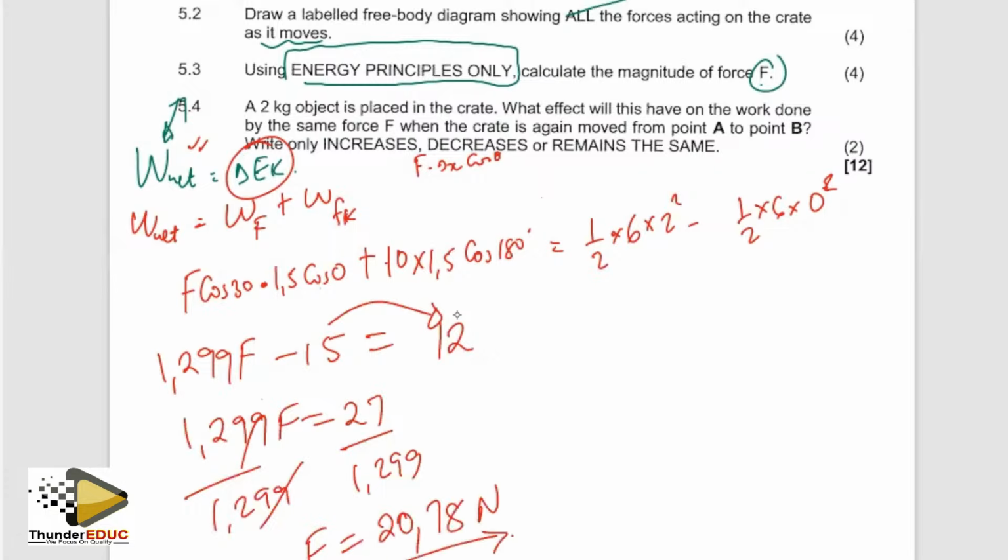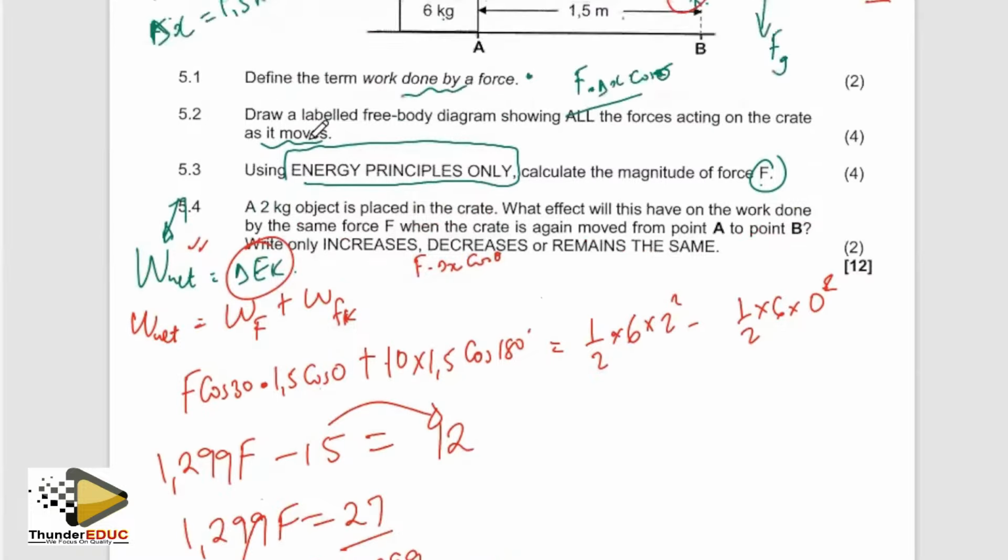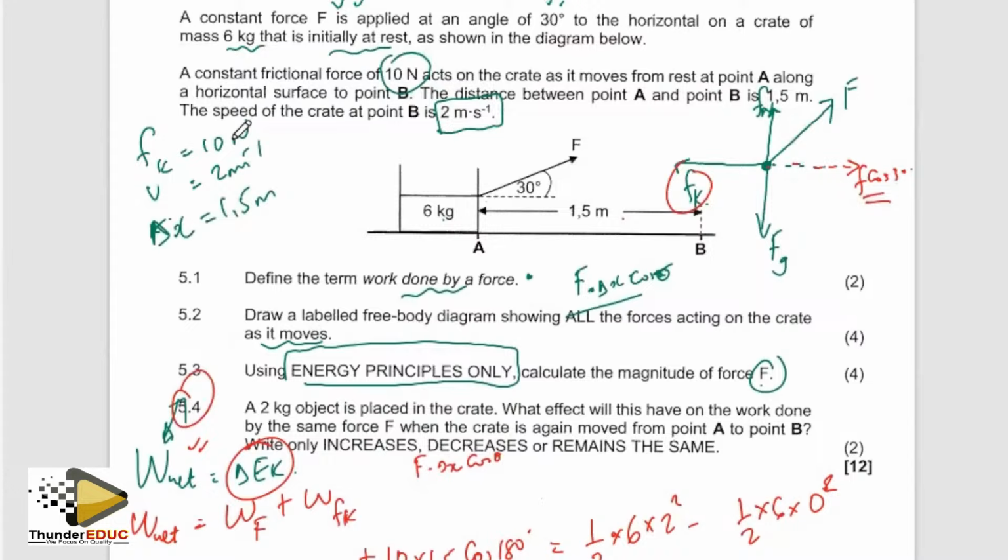20,78 newtons. So that is my applied force. All right. Then 5.4, they're telling us that now a 2 kg object is placed inside the crate. What's happening in this paper? Like every question, we are adding weight. So we have another 2 kg that is added here, which means this is going to become greater.